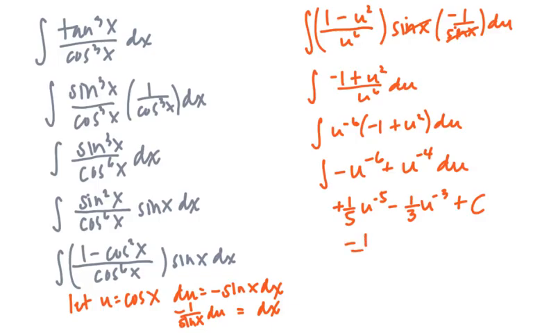So we have negative 1 over 5 cosine to the 5th x minus 1 over 3 cosine to the 3rd x plus c. That's actually a positive 1/5.